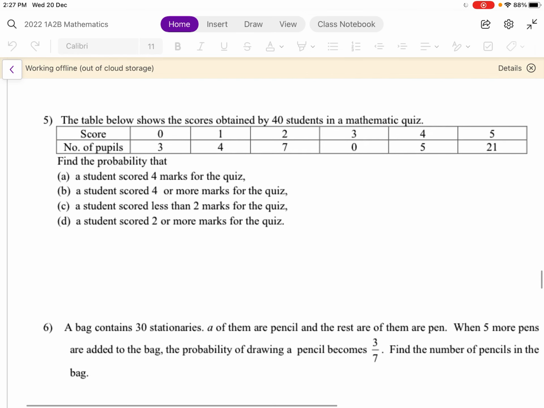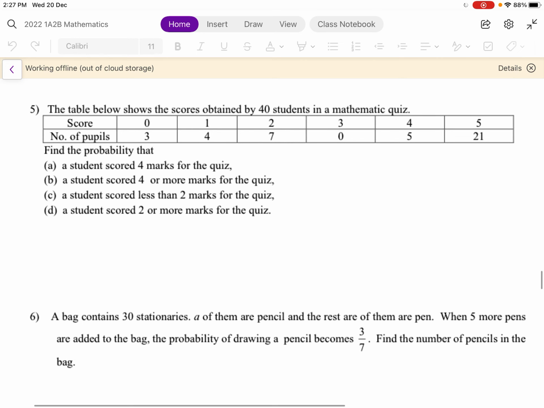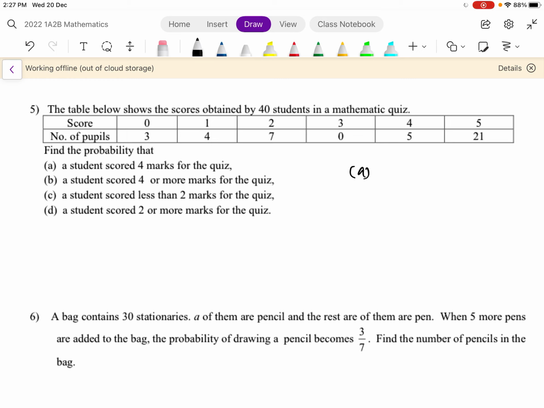We now move on to the final part of this chapter. Now, question 5, I'd like you to try it by yourself. I'll show you the final answers for part A. The answer is 1 over 8. Part B, answer is 13 over 20. Part C, 7 over 40. And part D, 33 over 40.